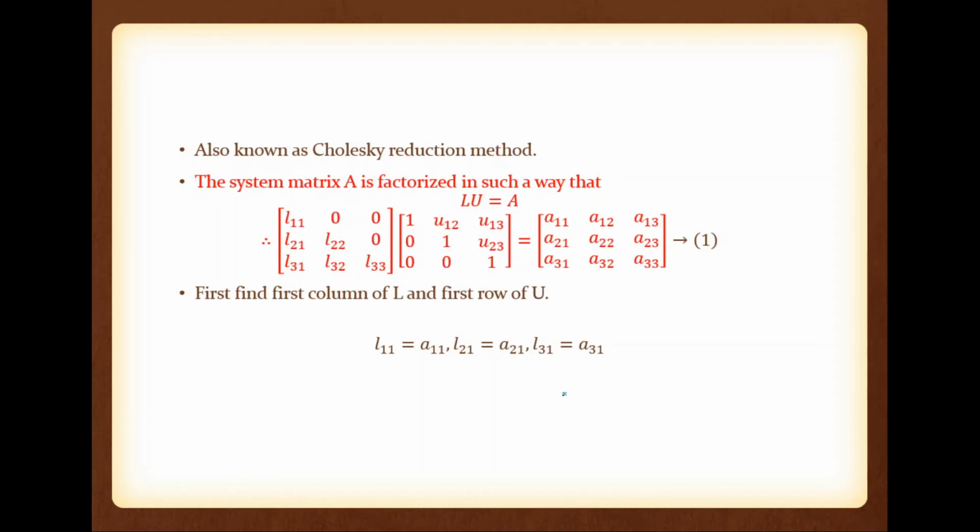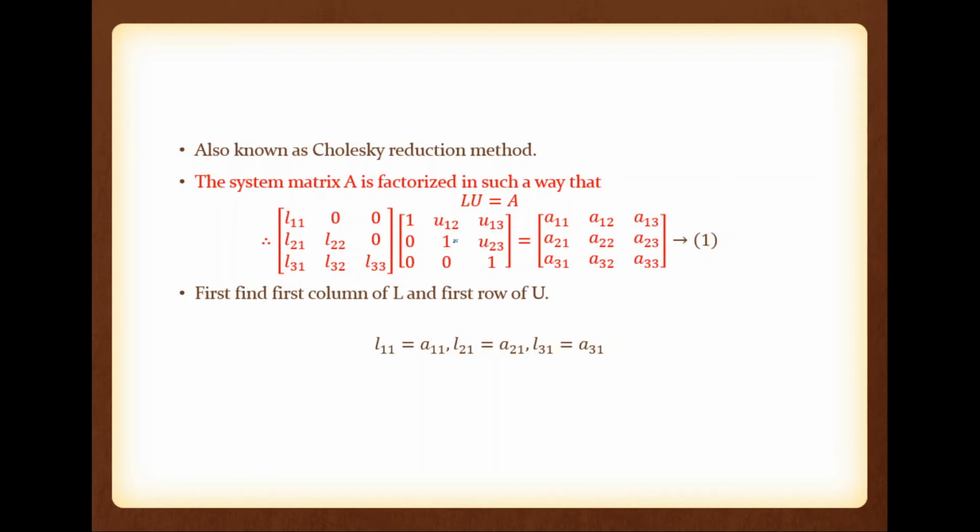Now what we have to do? Now we have to travel through this first row of A. We already have A11, so there is no need to repeat that. So what is the first element? A12. So A12 means first row of L and second column of U.